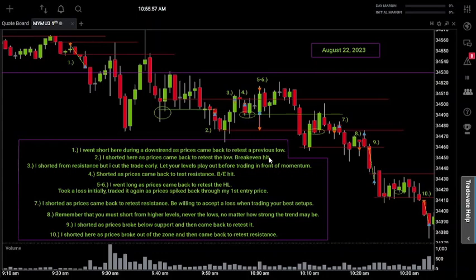First and foremost, let's talk about our important levels that we have on the chart today. We just have one major level, and that is yesterday's closing price, and that's represented by this purple line up here at 34,530. So let's go ahead and get right into it.